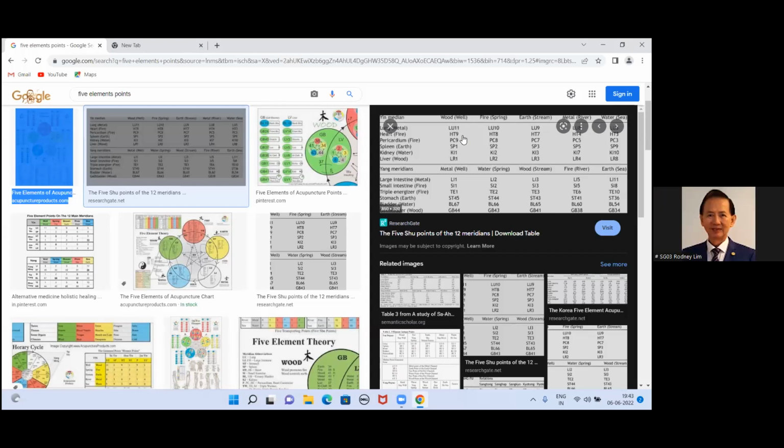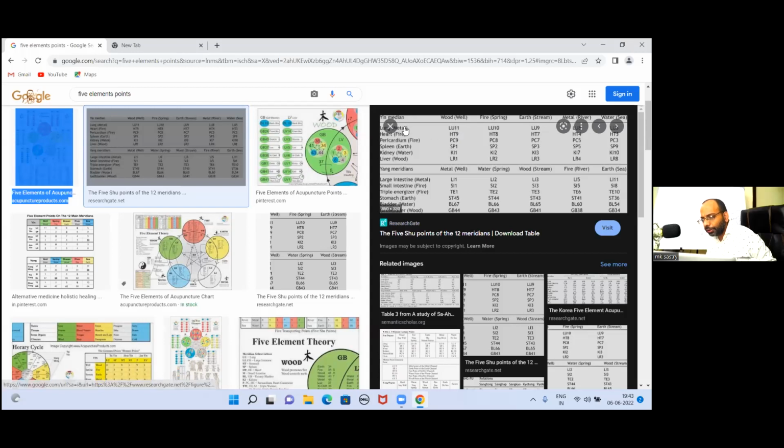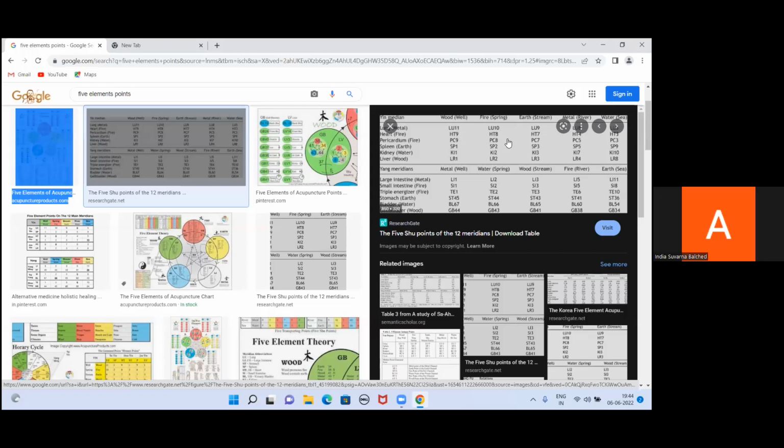Yes, sir. Sir, explain it once again. These are yin organs. Each yin organ has 5 element points. These are the 5 element points. See, go in Google and write 5 element points. You will get it. So simple. Or they are called 5 shu points. Am I clear? Yes, sir. Yes, got it, sir.